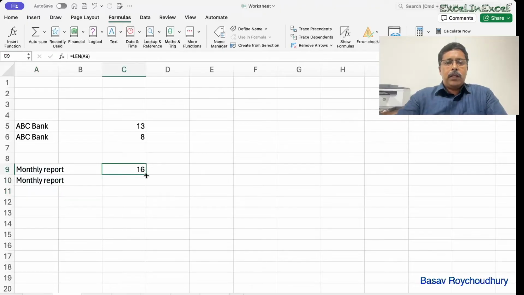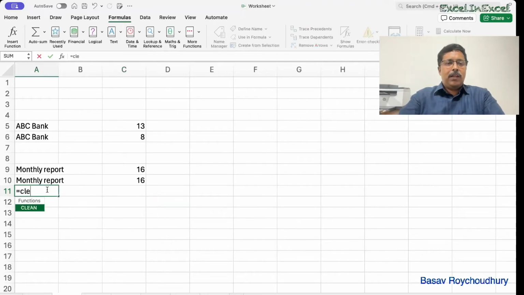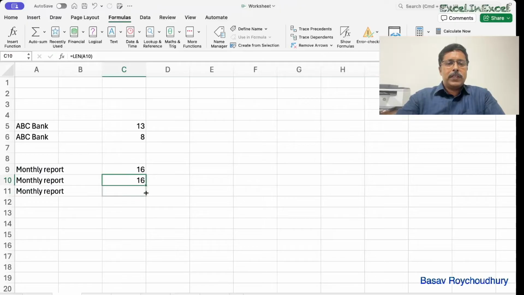Let's copy this formula once again. But now we still have 16 characters, so there were no additional blank spaces anywhere. Let's use CLEAN then. So let's clean whatever is here, and let's copy this formula once again. Now you see there are 14 characters.